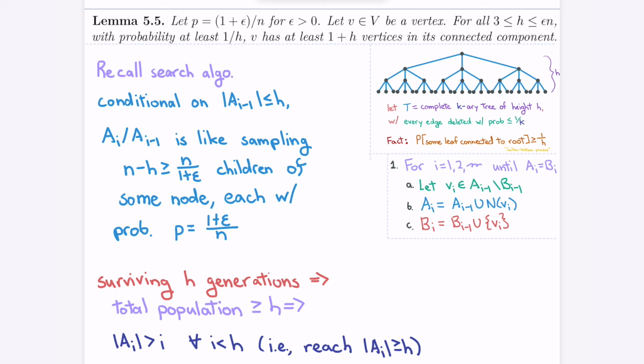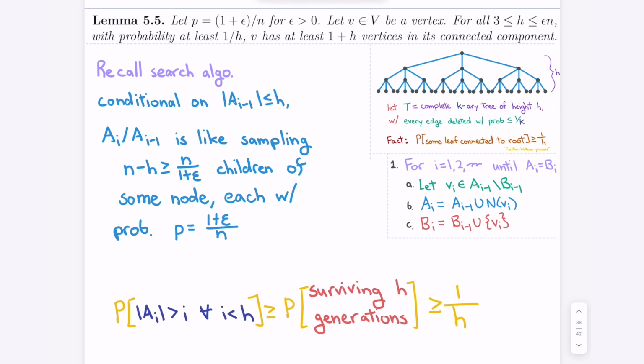And then getting to a total population size of H in this Galton-Watson process will be easier than our search algorithm exploring at least H vertices. Because until it gets to H, each vertex is still expected to spawn at least one child. So I'm coupling these things together. You could do this a little more formally.